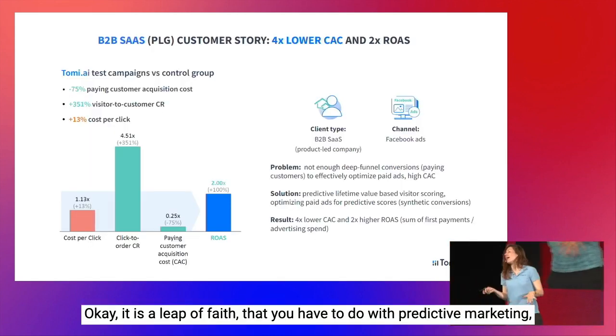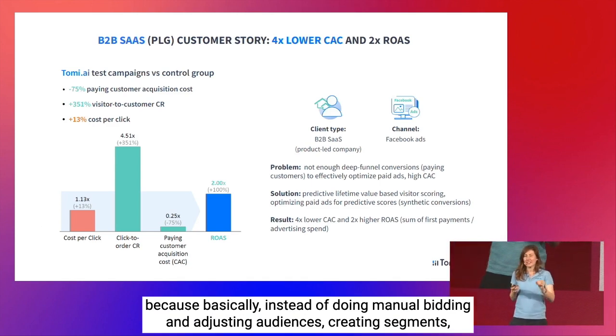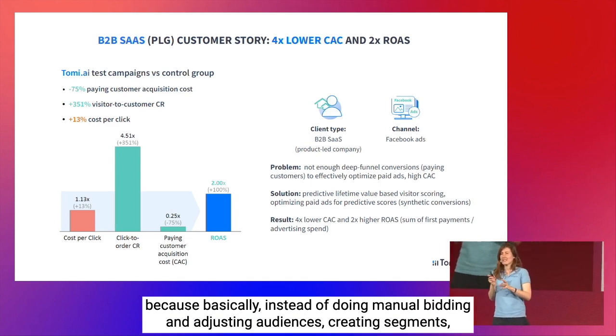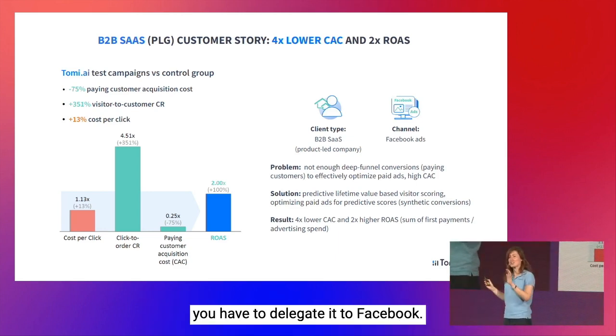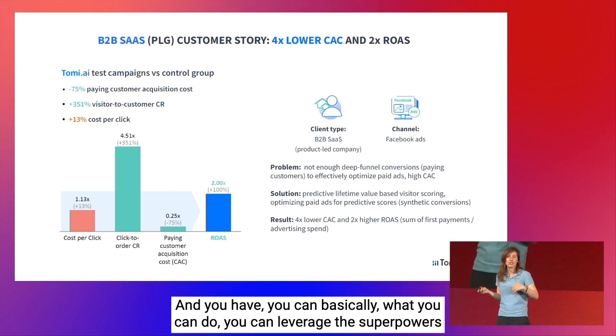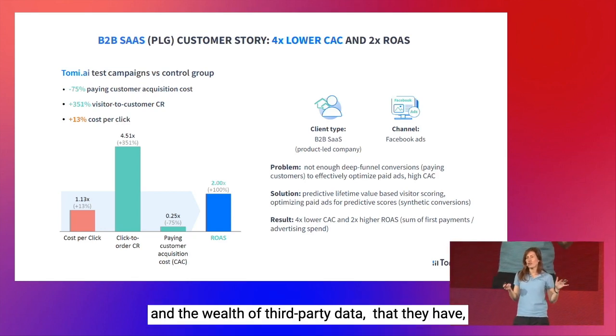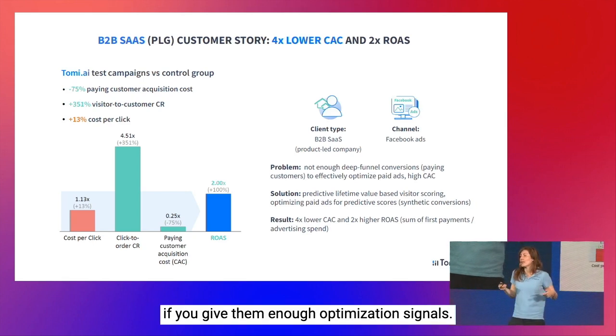OK. It is a leap of faith that you have to take with predictive marketing. Because basically, instead of doing manual bidding and adjusting audiences, creating segments, you have to delegate it to Facebook. And you can leverage the superpowers and the wealth of third-party data that they have, if you give them enough optimization signal.